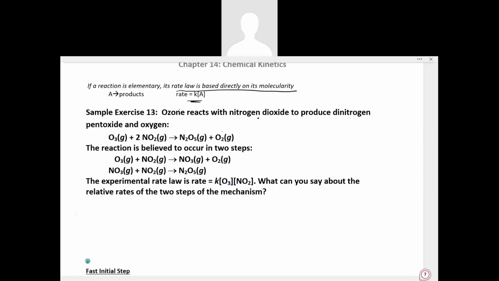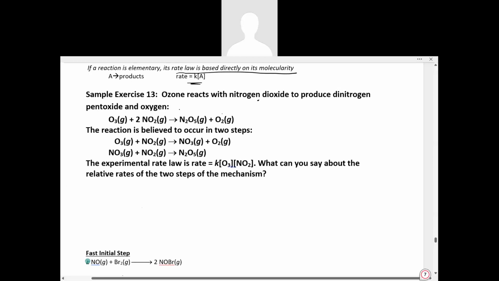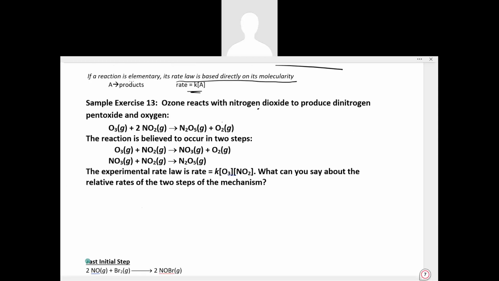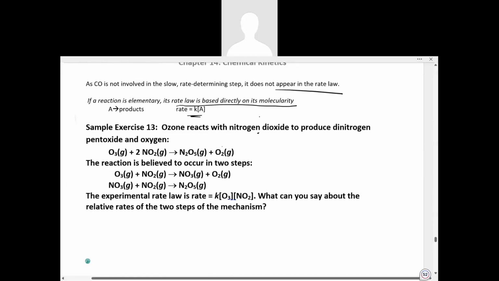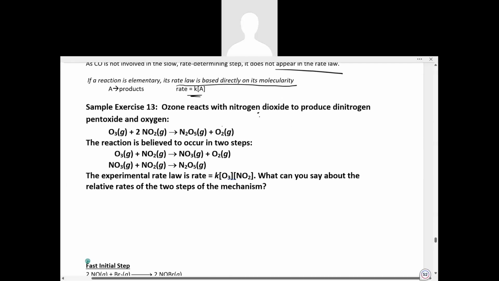Now, let's take a look at this example, sample exercise 13 here. If ozone were to react with nitrogen dioxide to produce dinitrogen pentoxide, that is this reaction that we see here. This again is the overall reaction. We have a proposed mechanism shown in 2 steps below. So we have step 1 and step 2 here.